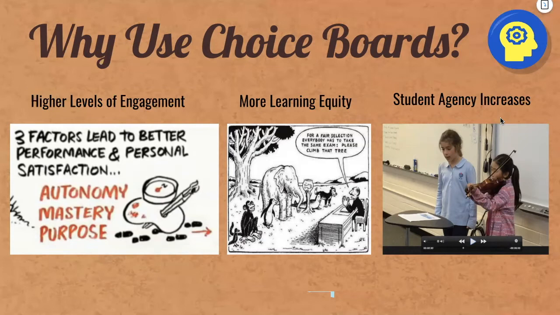Another big reason is more learning equity. There's this kind of funny cartoon here where the teacher's saying, for a fair selection, everybody has to take the same exam. Please climb that tree. And obviously you have a monkey, an elephant, a fish, a goat, a snake, a seal, or whatever. The animals represent our students, and we all have different skills or interests. So by allowing a choice board, students are able to gravitate towards skills that they feel more comfortable with or feel they have.